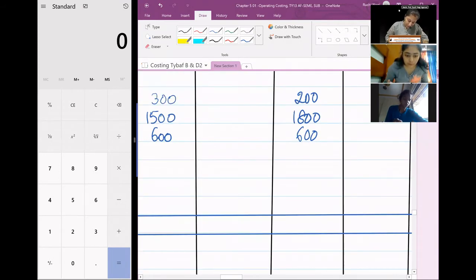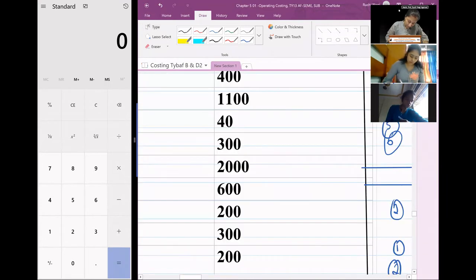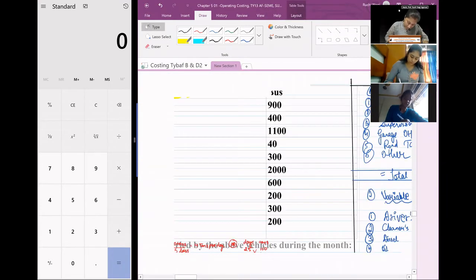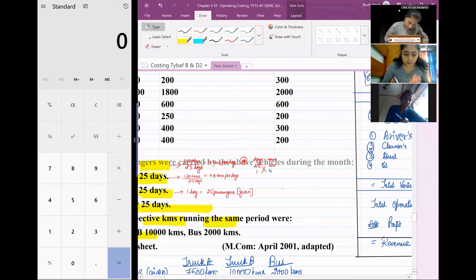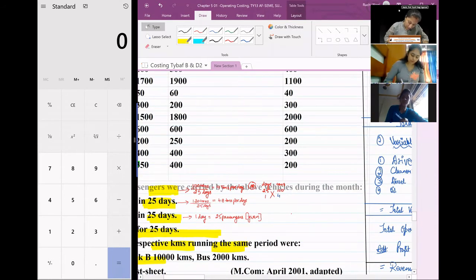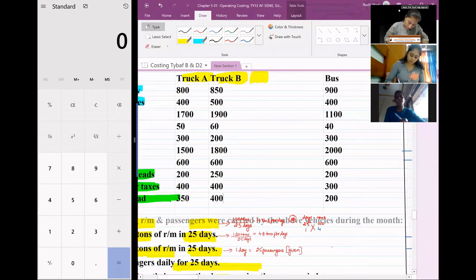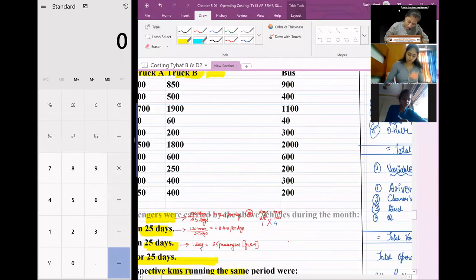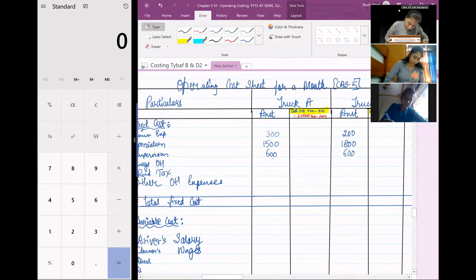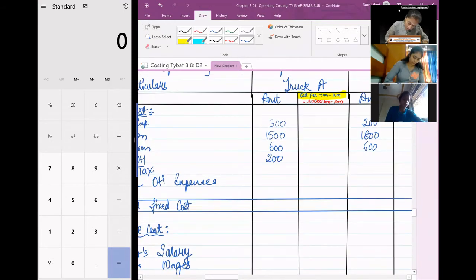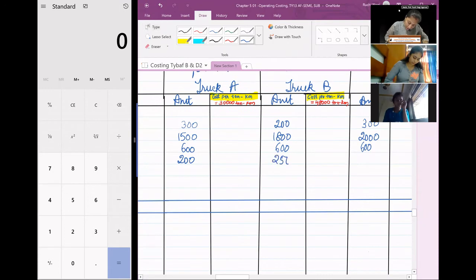Then garage overheads. Garage overheads 200, 250, 200.